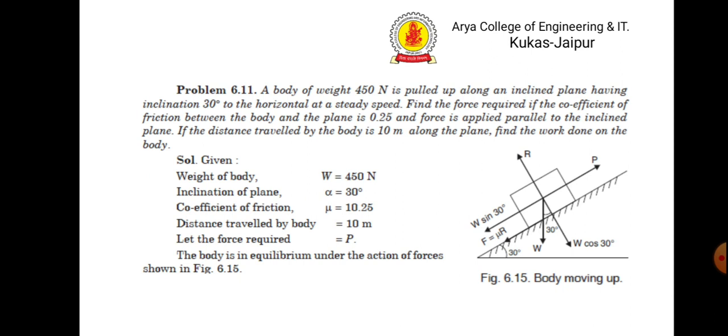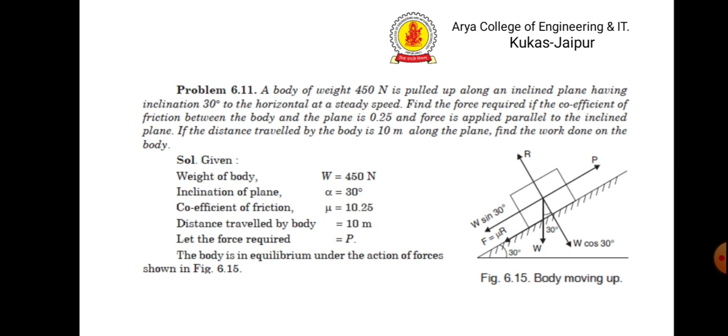So in the free body diagram, the weight is vertically downward. For this there are two components. One is along the plane, it is W sin 30, and across the plane it is W cos 30. As the motion is in the upward direction along the plane, the friction force will act along the plane in the downward direction. So this is F equals mu R.